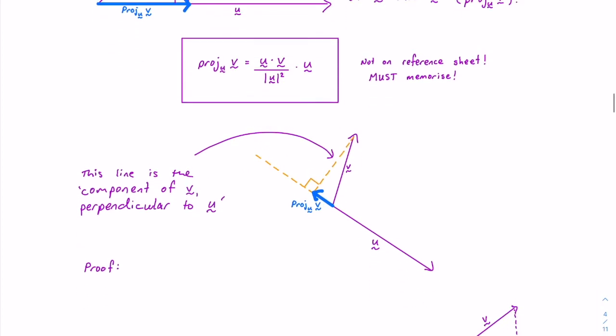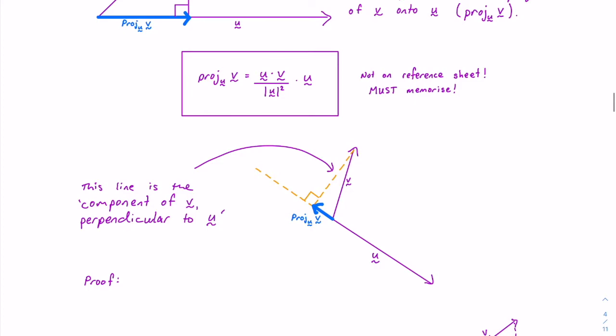Just a second diagram here. If that vector v, if this angle is more than 90 degrees, then the projection is going to go in that opposite direction. And just also a note that this vertical line here that makes a right angle with u, or negative u in this case, that's the component of v perpendicular to u.